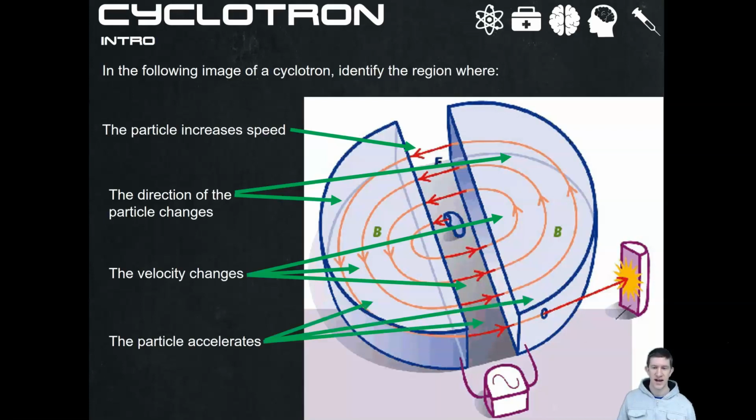Where does it accelerate? Again, it's accelerating in all three technically, because either its magnitude is changing or its direction is changing. So if we're just talking about speed and direction, then we've got in the Ds and outside the Ds. If we're talking about velocity and acceleration, then that occurs in every aspect of this.